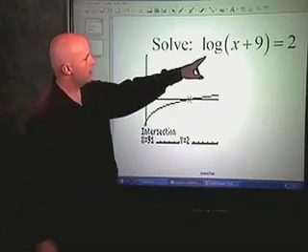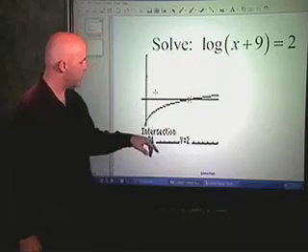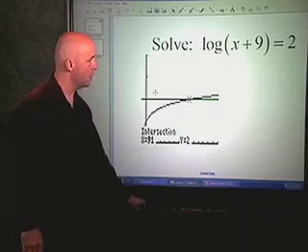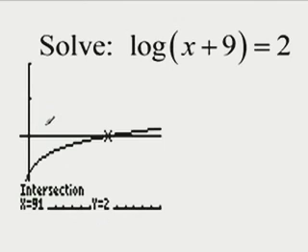So we're solving the equation log base 10 of x plus 9 equals 2. Using our graph, we see that the intersection point occurs when x is equal to 91. So the solution set to this equation is just 91.